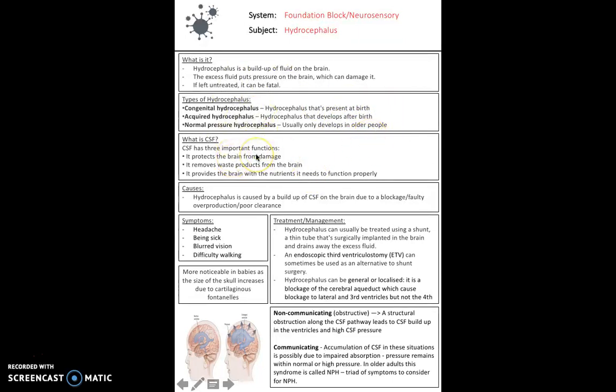CSF has 3 important functions. It protects the brain from damage, it removes waste products from the brain, and it provides the brain with the nutrients it needs to function properly. The cause of hydrocephalus is the buildup of CSF on the brain due to either a blockage or faulty overproduction of CSF or poor clearance of CSF.